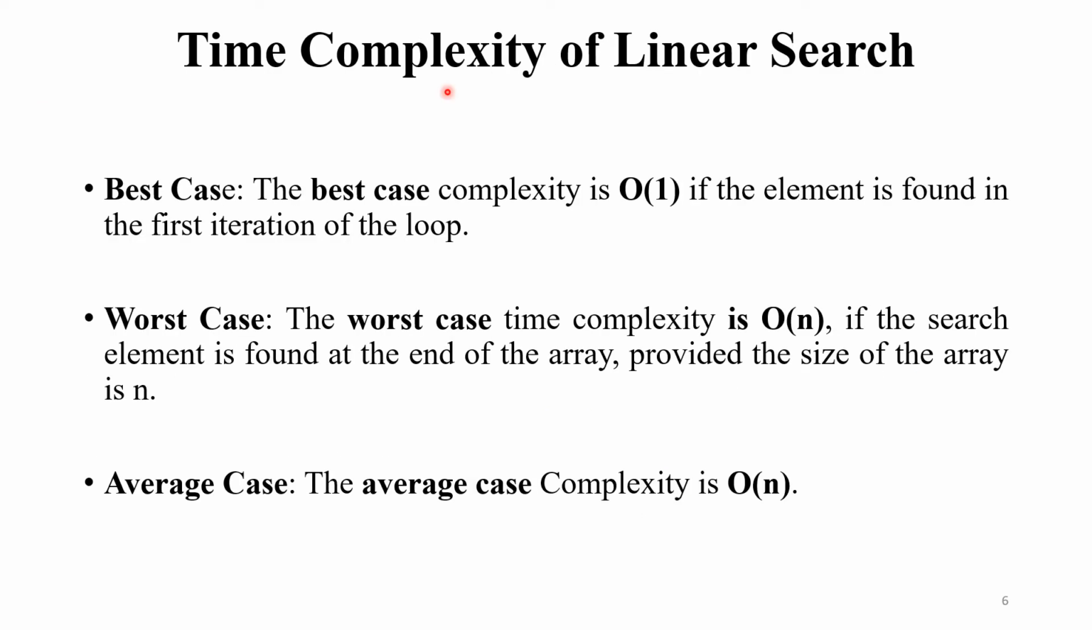Time complexity of linear search. There are three cases in time complexity: best case, worst case and average case. In the best case, the complexity is big O 1. Why is the complexity big O 1?